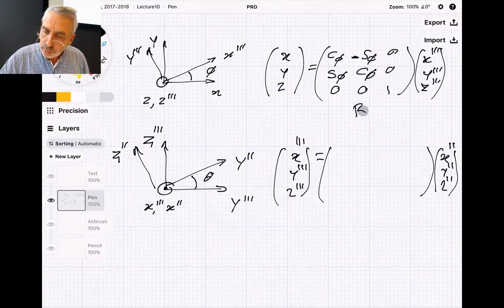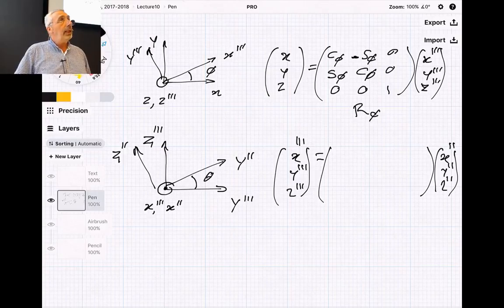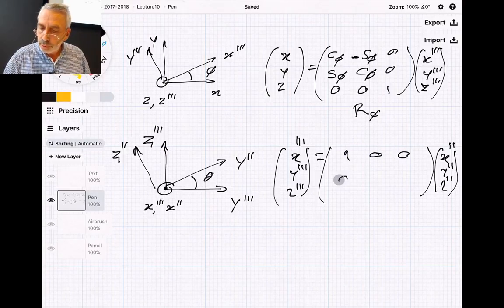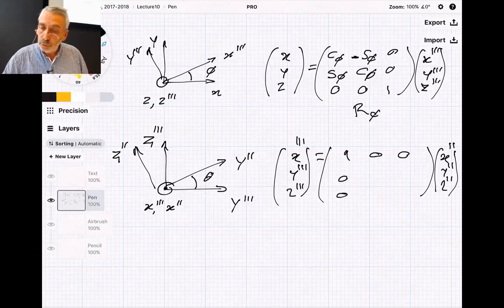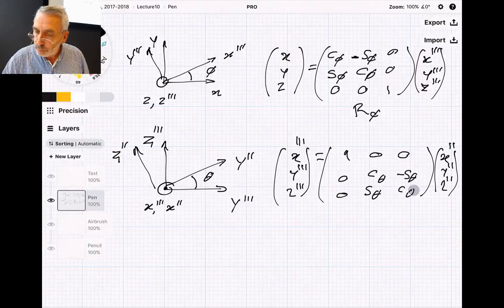Let's give this a name, by the way. Let's call it r phi. Now, in this case, the rotation is about the x-axis, so that's simple. 1, 0, 0, and again zeros here. We've seen it in the z-axis. And then again, take a unit vector. Take, for instance, the y double prime as a unit vector. And then what do I get? I get here a cosine theta, sine theta, minus sine theta, cosine theta. So this we call r theta.